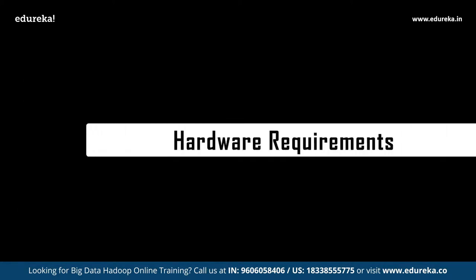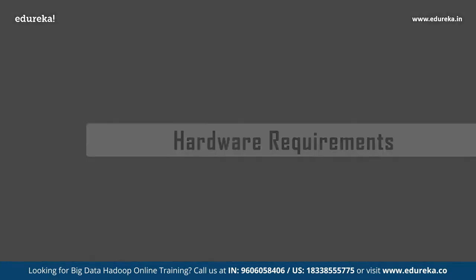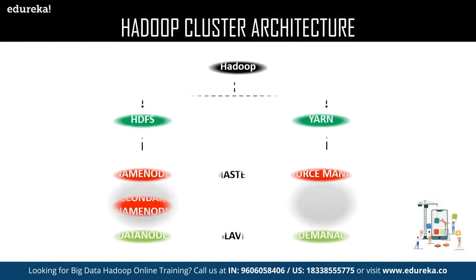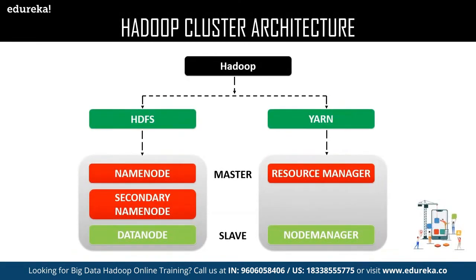Followed by this, we shall move into the next topic, which deals with the hardware requirements of a Hadoop cluster. But before that, let us understand the Hadoop architecture. In the Hadoop architecture, we have the following components: HDFS and YARN. Inside HDFS, we have the name node and secondary name node, which are considered masters. Similarly, in YARN, the resource manager would be your master. And when it comes to slaves, data nodes and node managers are the slaves.